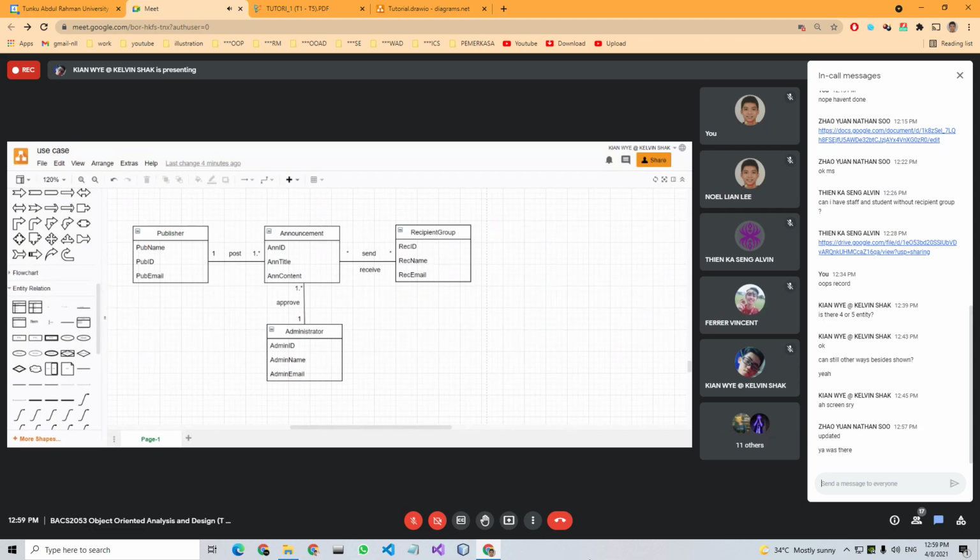Sorry. So actually, from recipient group to admin, there shouldn't be any in your diagram, Nathan. In your diagram, there is no relation between admin and recipient group.